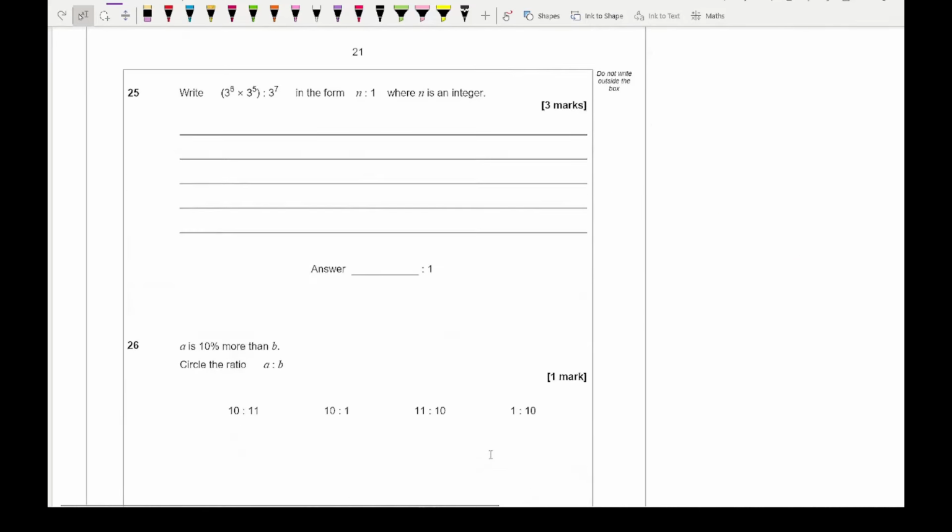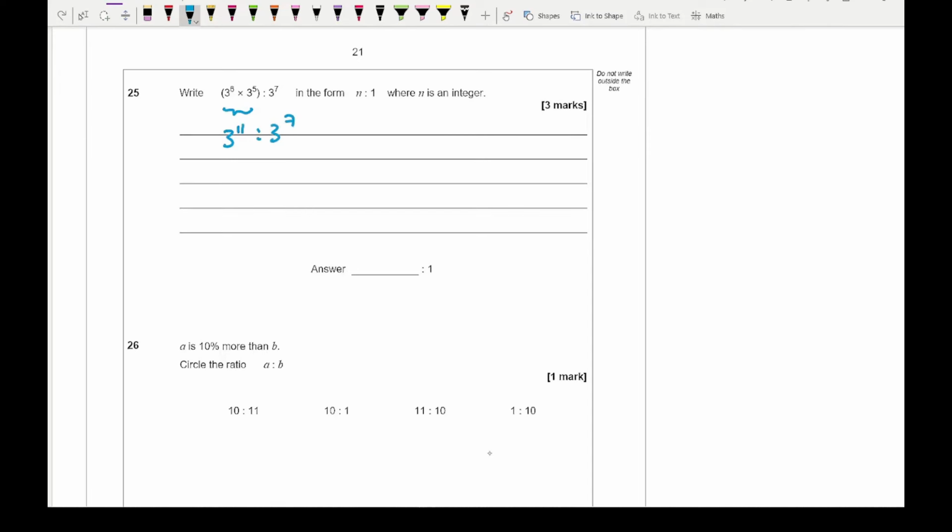Moving on to question 25, it says write down, and we've got indices in the form of this. So the first thing we need to do is simplify both the left hand side and the right hand side. Now when multiplying, what do we do to the powers? Well, we add them. So this is going to be 6 plus 5, which is 11. And then we've got 3 to 7.